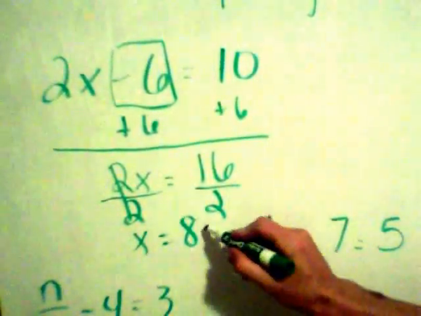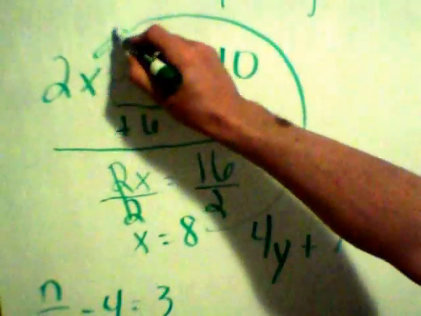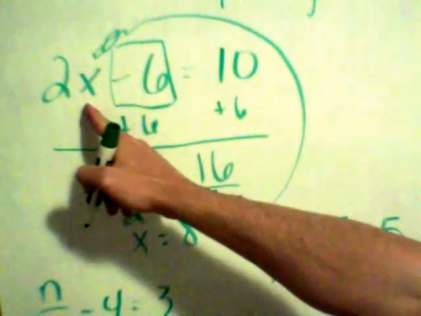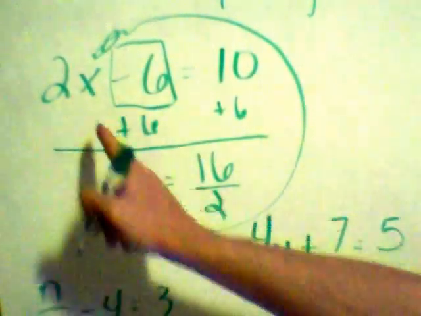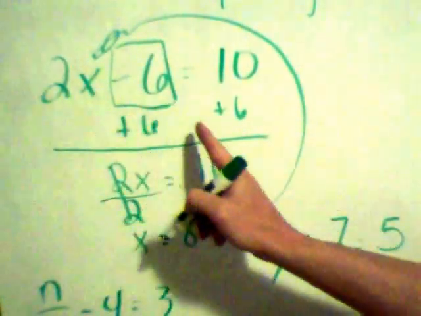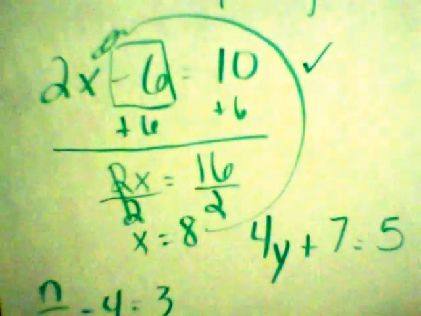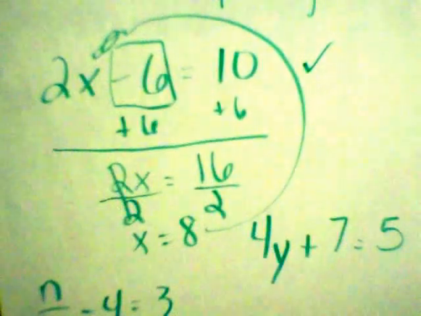Now, you should always go back and plug your answer into your problem, and you say 2 times x is 8. So 2 times 8 is 16. 16 minus 6 equals 10. You know it makes sense. You've double checked your work. Alright, let me get this one out of the way.